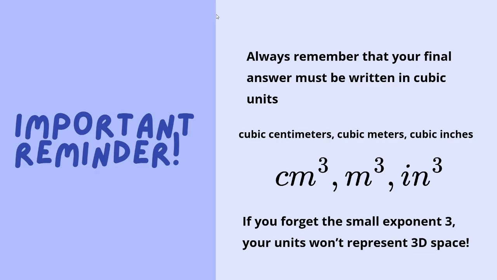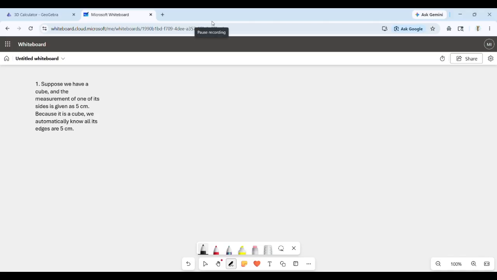Important reminder in answering volume problems. Always remember that your final answer must be written in cubic units. For example, cubic centimeters, cubic meters, cubic inches, or centimeter to the power of 3, meters to the power of 3, inches to the power of 3. If you forget the small exponent 3, your units won't represent 3D space. So now, let's work through an example together on our virtual whiteboard.